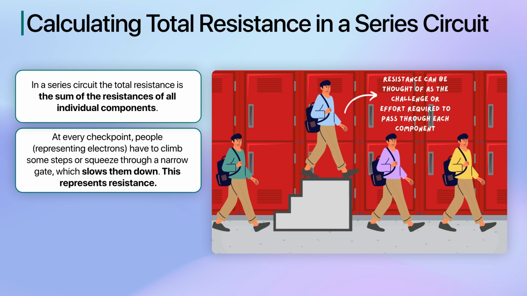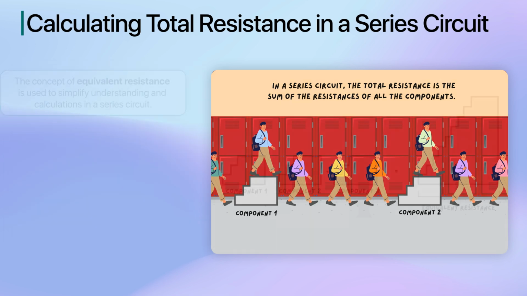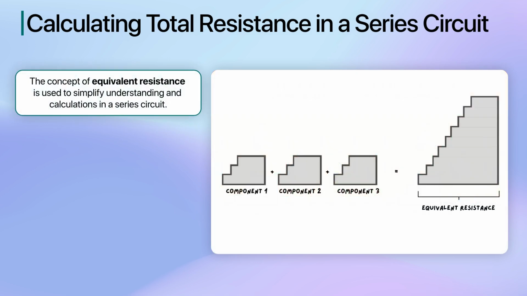Since the people have to go through each checkpoint one after the other, they encounter every obstacle along the way. The total effort they need to get through the entire hallway is the sum of all the individual efforts required at each checkpoint. Similarly, in a series circuit, the total resistance is the sum of the resistances of all the components. You may hear the term equivalent resistance being used instead of total resistance.